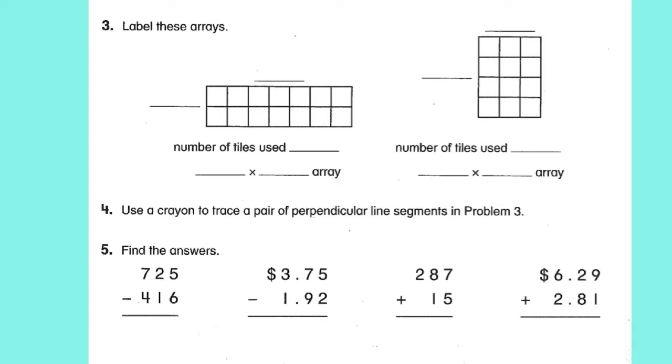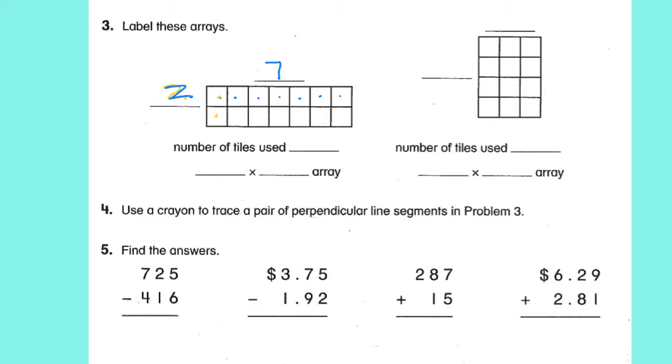Right, so number 3 says label these arrays. When we label the arrays, we're going to count the number of rows first. So we know we have 1, 2 rows. And then let me change my color, it's so light. 2 rows, and then we have 1, 2, 3, 4, 5, 6, 7 squares.